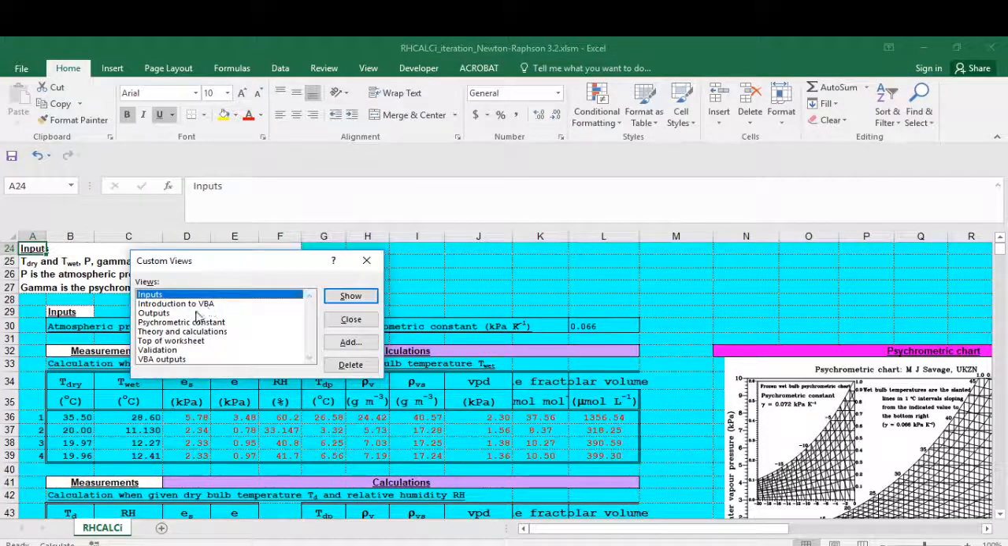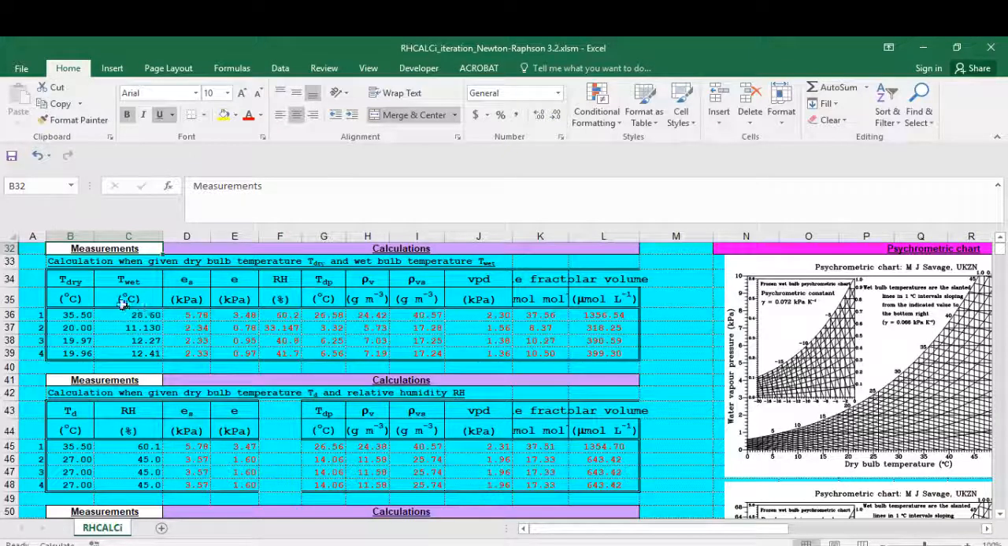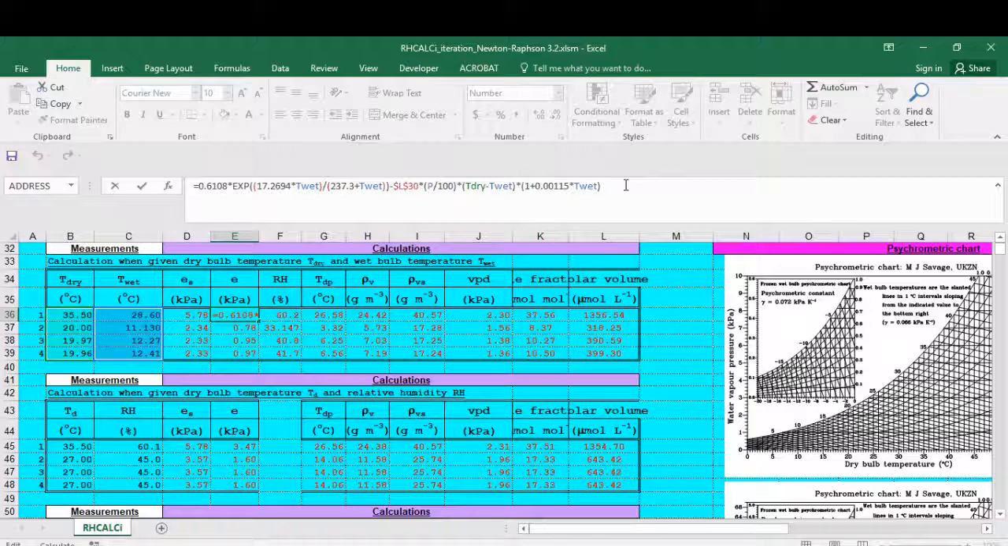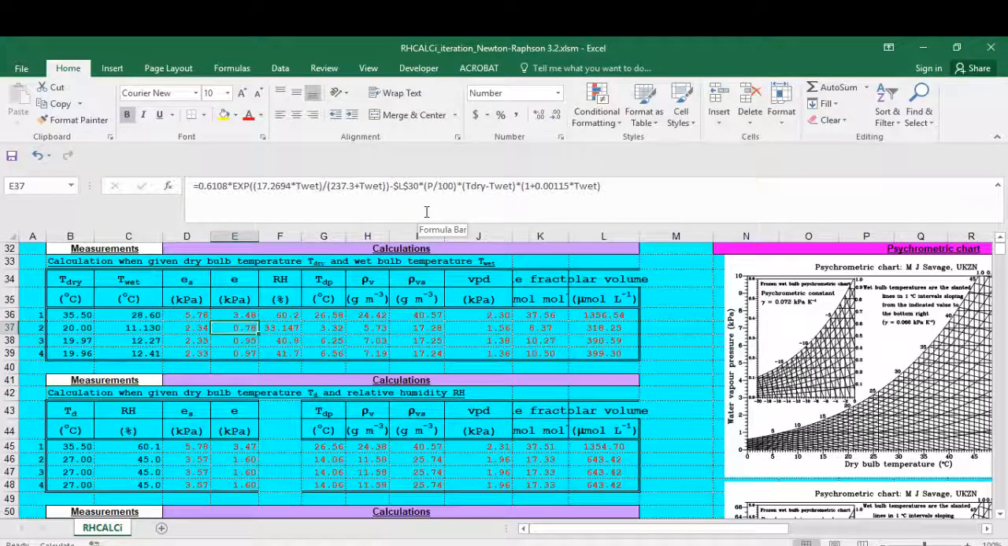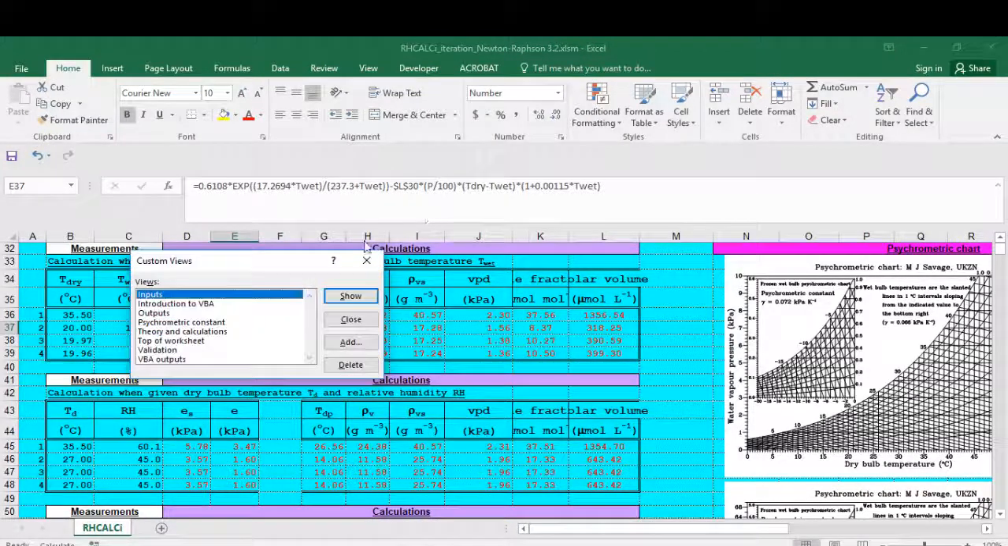Alt-VV. Let's look at some of the outputs. These are covered mostly in the previous video on RHCALC. I'll just go through one. For example, the vapor pressure. We use the psychrometric equation. We specify T wet and T dry and atmospheric pressure and the cell for the psychrometric constant, and it calculates the vapor pressure in kilopascals. Alt V.